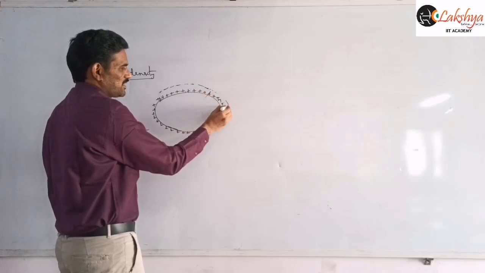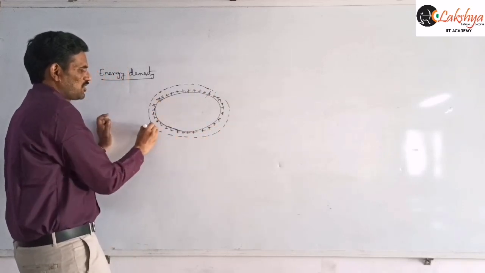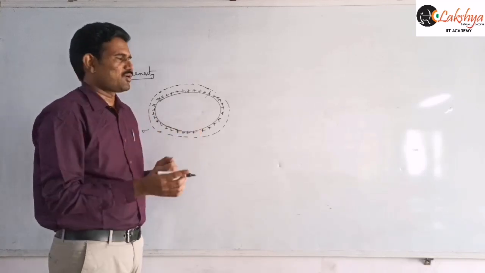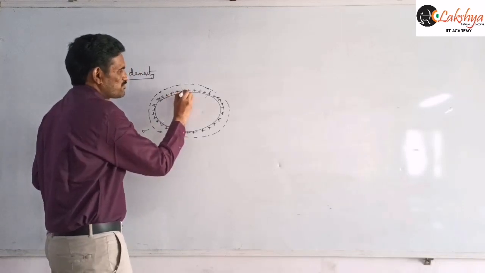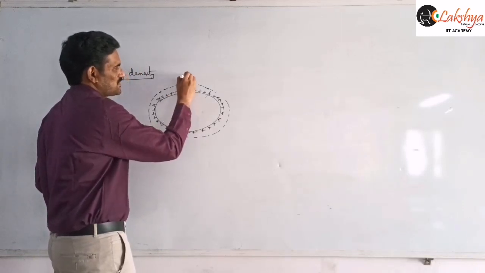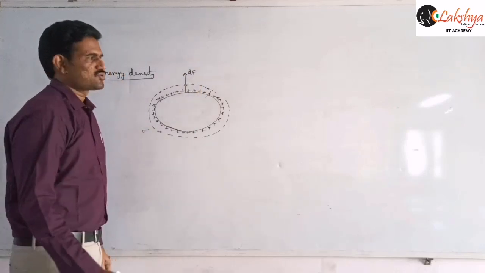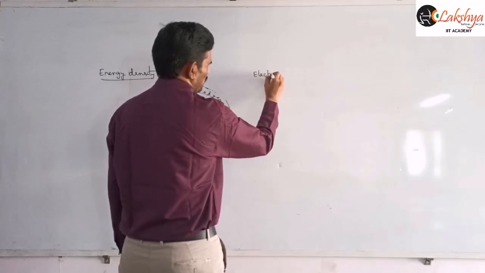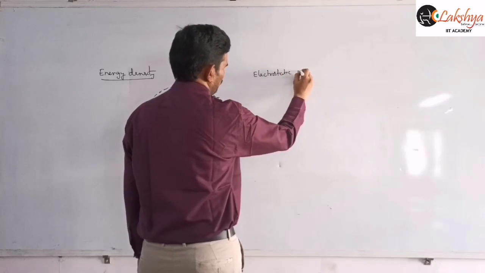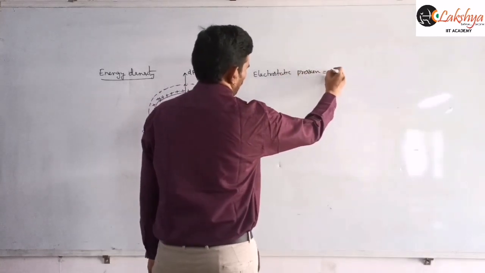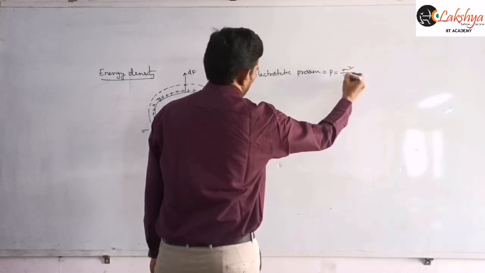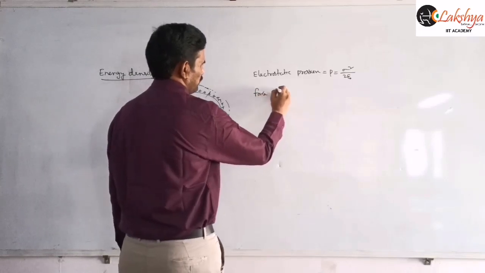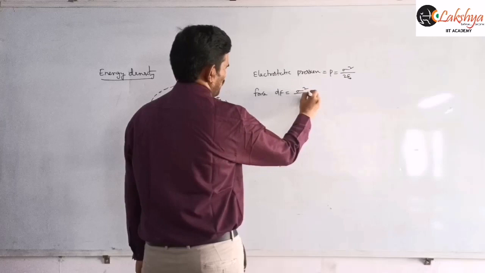Let us consider a small part here. Because of this electrostatic repulsive force or the electrostatic outward pressure, the size of the object is increasing. And so this object is displacing by this amount because of the electrostatic force acting on this. So I can write the electrostatic pressure P is equal to sigma square by 2 epsilon naught. Next, force dF is equal to sigma square by 2 epsilon naught into dA, right?